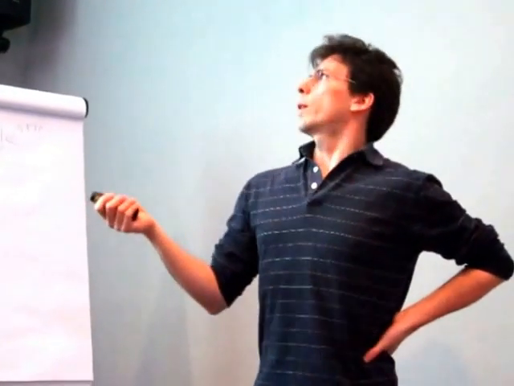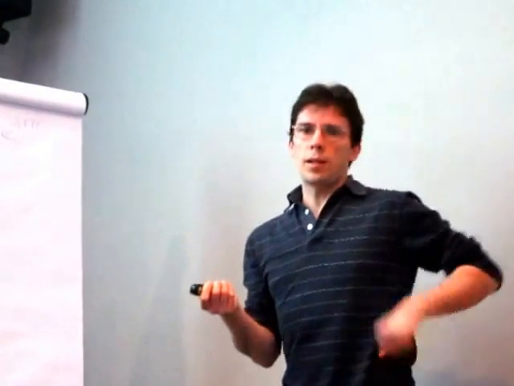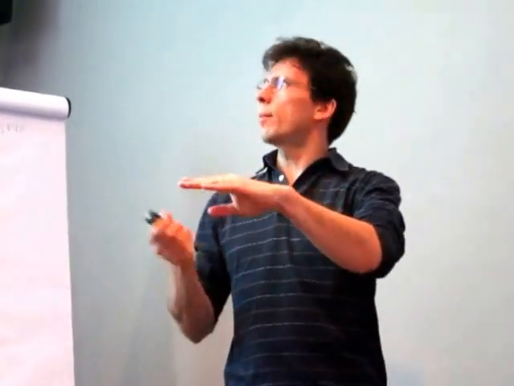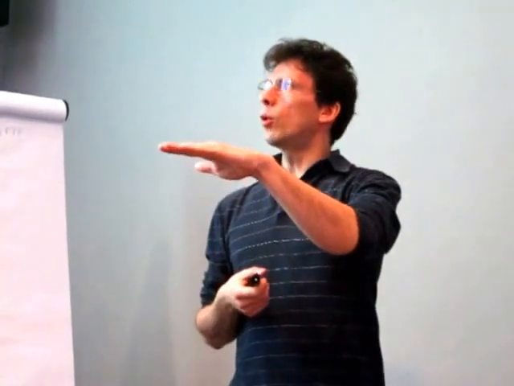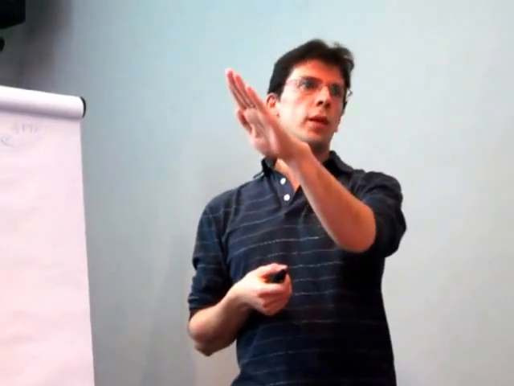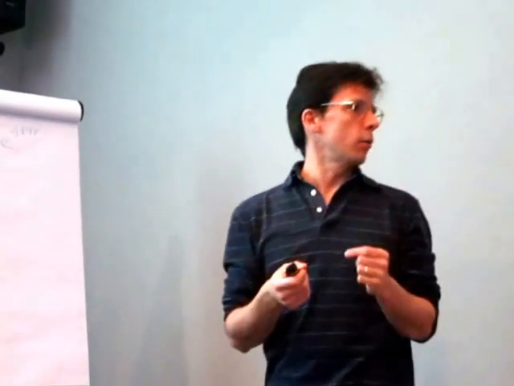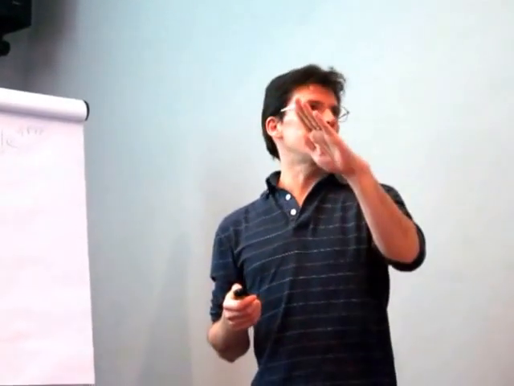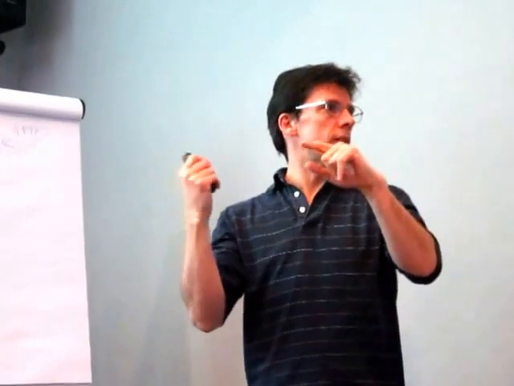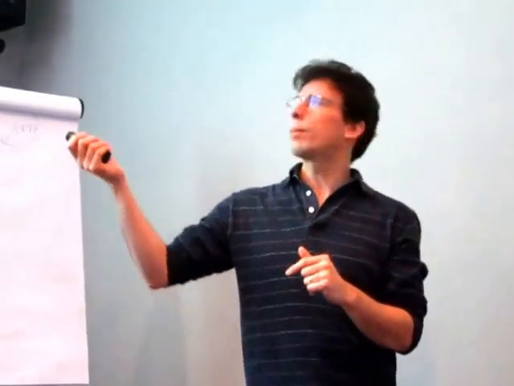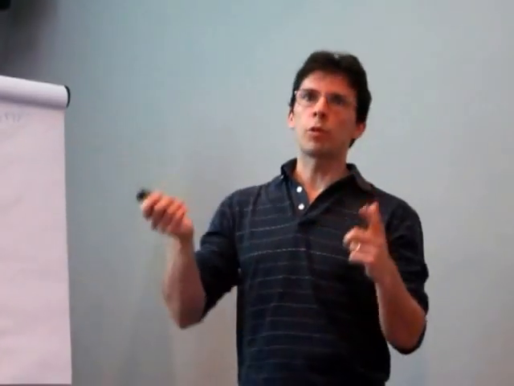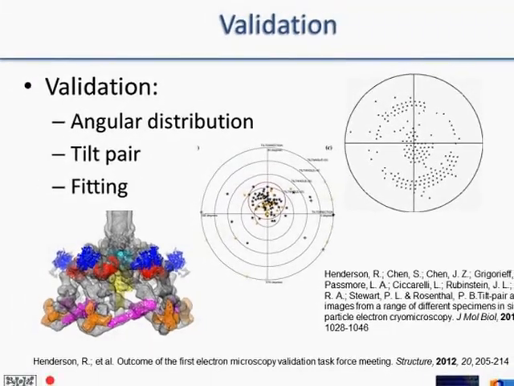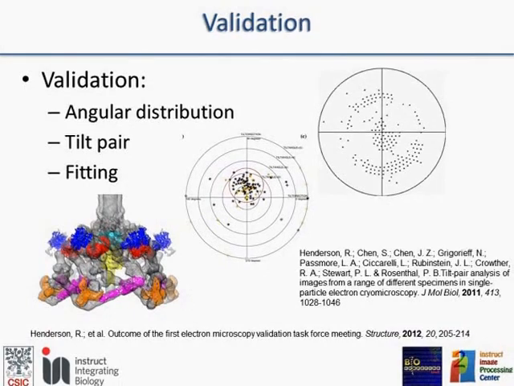Then you have this tilt pair validation, that is, I take some micrographs in a tilt pair mode, so one untilted, one tilted, and I do angular assignment for both particles. And since I know what is the tilt angle, I should see this tilt angle in the difference between the angular assignments for the two sets of images. And this is a paper by Richard Henderson 2-3 years ago.